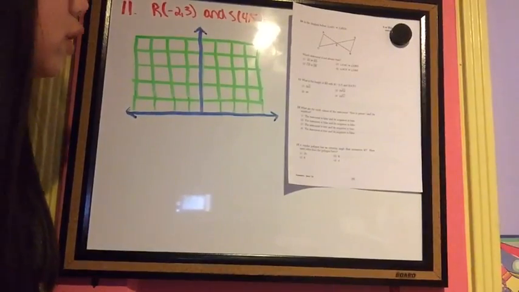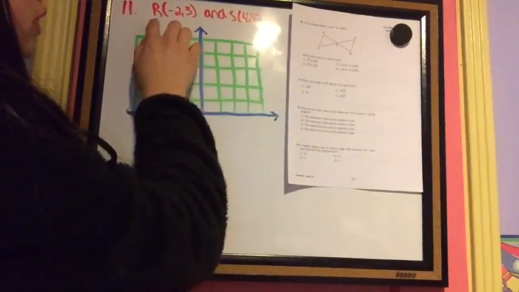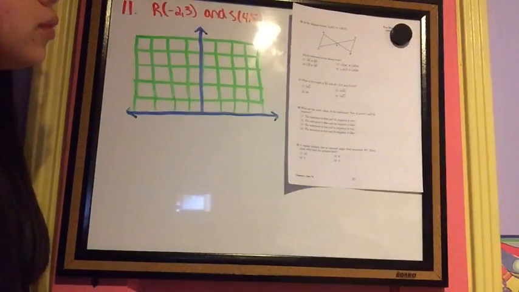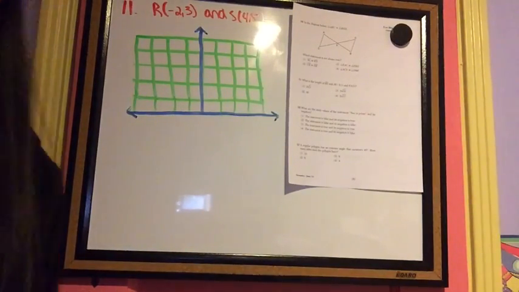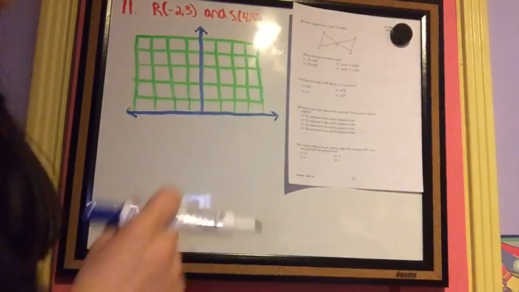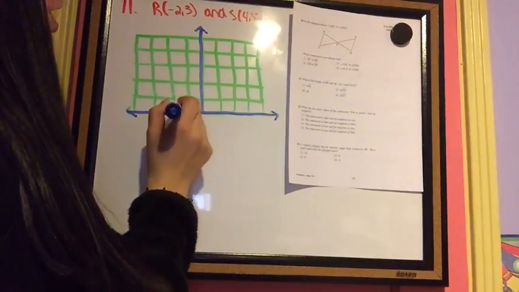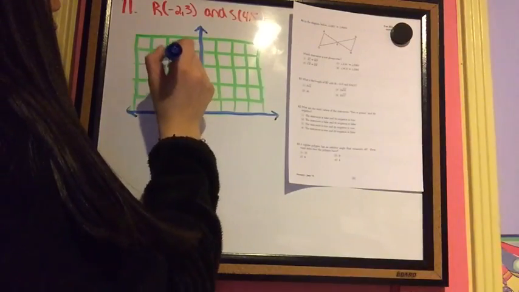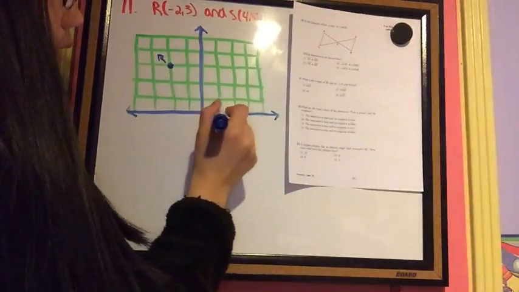Okay, so for number 11, it's asking the length of RS from the points R and S. So, one way to think about this is through the use of a graph. We will plot point R at -2, 3. So -2, 3. This is R. And S is at 4, 5.